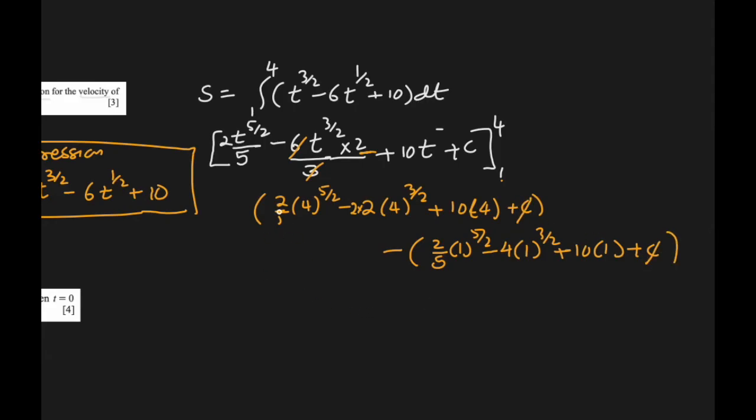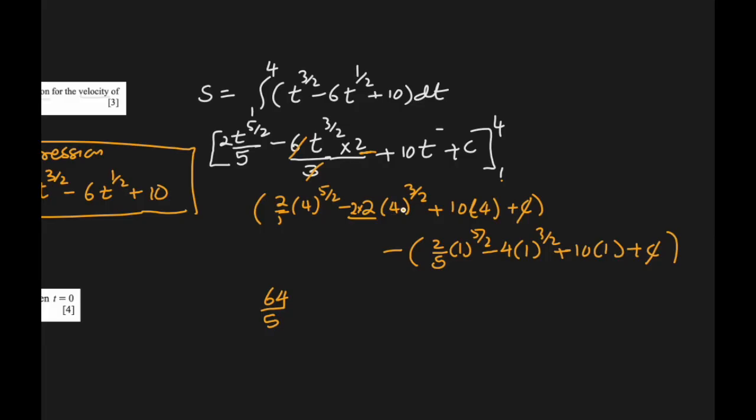Okay. So 2 over 5 times 4 to the power 5 over 2, okay, first of all this one. 2 to the power 5 over 2 will be how much? 32? Yes. I can do it mentally, but you can use your calculator, please. 32 times 2 is 64 over 5.